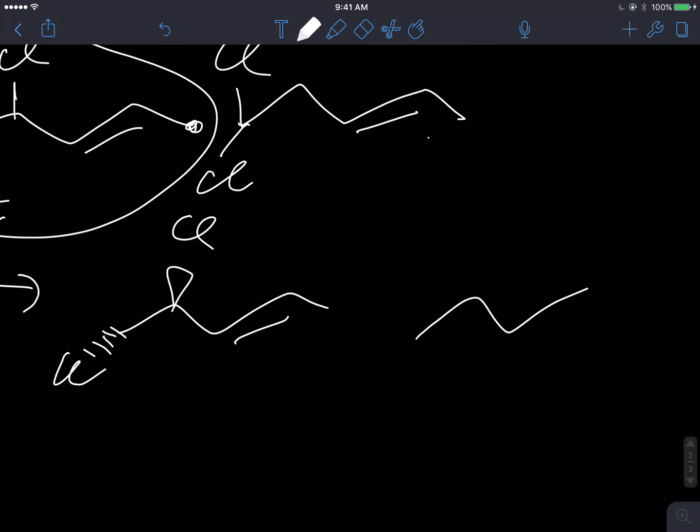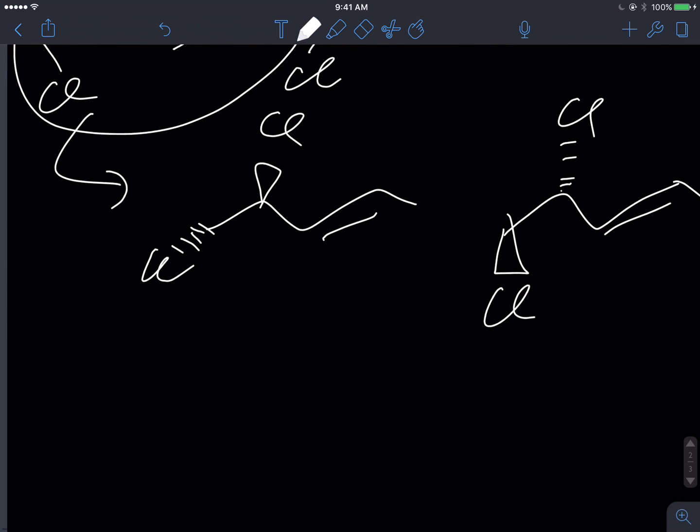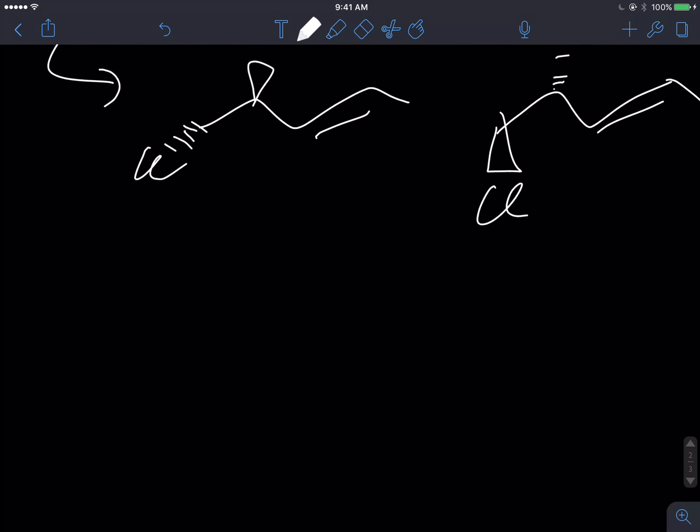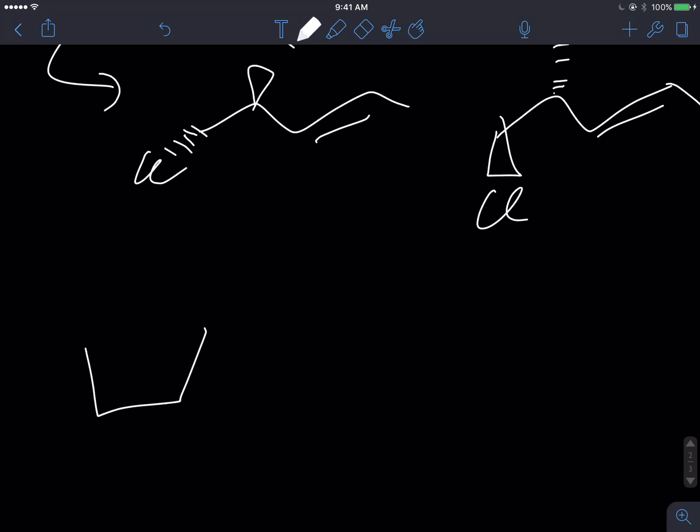Or you have this one is a wedge, and this one's a dash. This one dash, this one is a wedge. Yeah, different case. And how about the ring? The ring, right? You know, one ring, so there could not be another double bond, right? One double bond or one ring. So now this is a ring, so not a double bond.